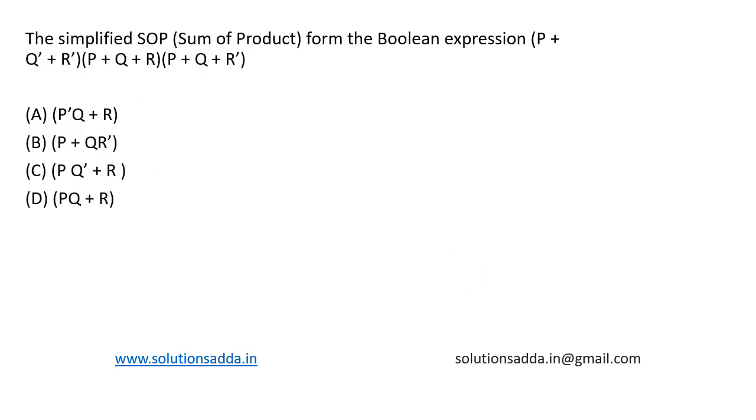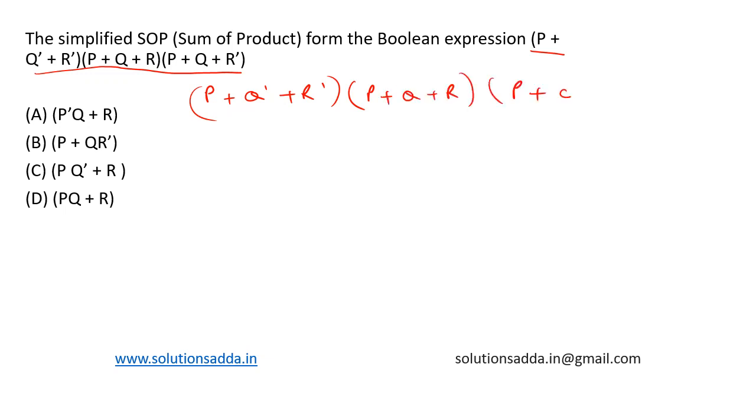This is a question from Digital Logic Design. The simplified SOP, that is sum of products, form for the Boolean expression (P plus Q bar plus R bar) into (P plus Q plus R) into (P plus Q plus R bar) is. So let's try to solve it. The expression is (P plus Q bar plus R bar) into (P plus Q plus R) into (P plus Q plus R bar). Let's try to solve it.